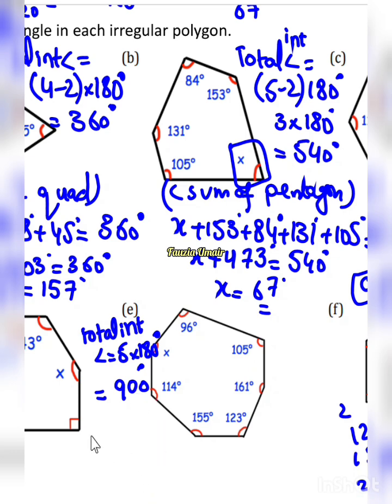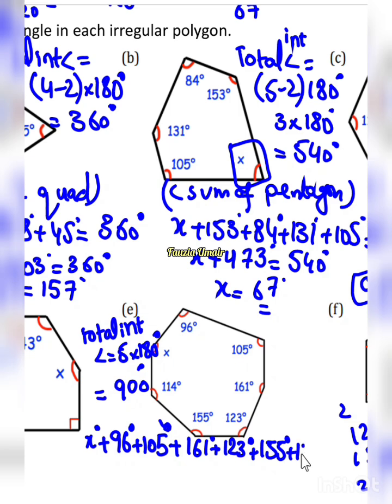So now I need to add all these values, x plus, I will write it down. Please make it a habit. Write down all the angles and put it equal to the total angle: x plus 161 plus 96 plus 105 plus 155 plus 114 is equal to 900. Sometimes if you are making a mistake in addition, this line saves you from the deduction, so you get the benefit marks.